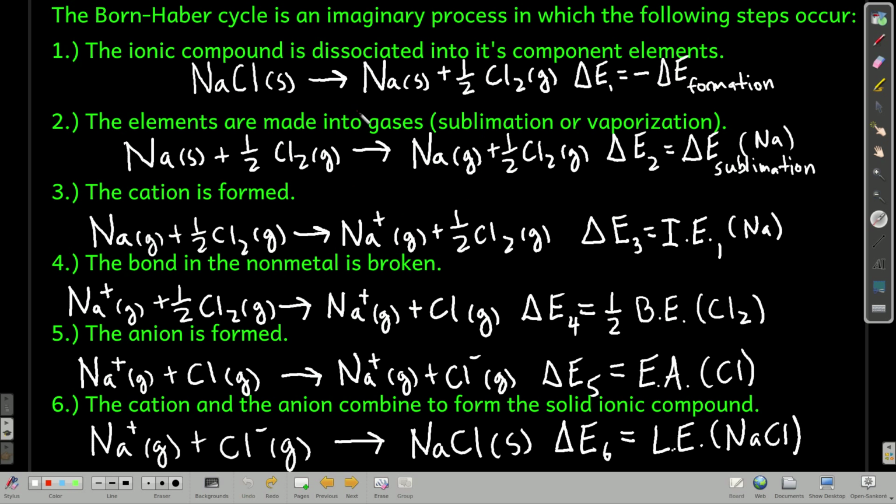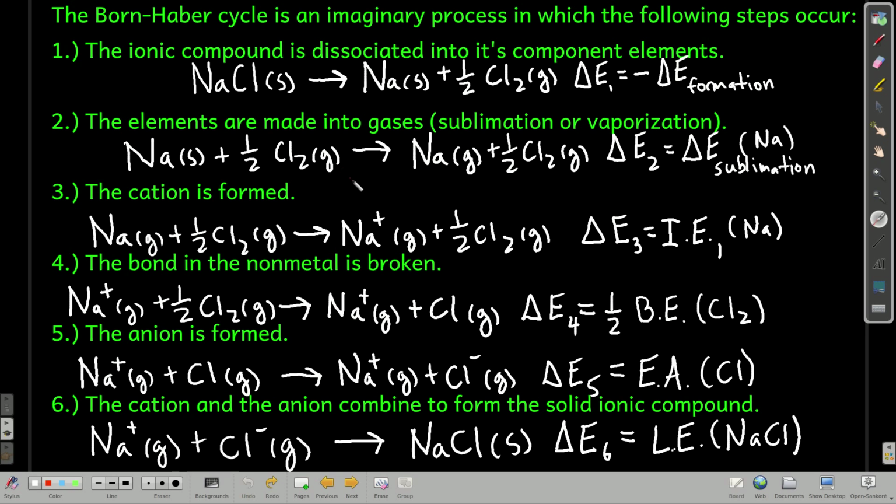Next step, always step 2, make everything into a gas. In my example here, sodium is a solid. Chlorine's already a gas, so we don't have to worry about it. But if it's something that's not a gas, then you also have to make that into a gas. Let's say it was liquid bromine, then we'd have to vaporize the bromine. But here, chlorine's already a gas. We're going to sublimate sodium. That's what it's called when you go from a solid to a gas directly, sublimation. And you can look up the change in energy of sublimation for sodium and some other elements. So this second change in energy is the energy of sublimation for sodium.